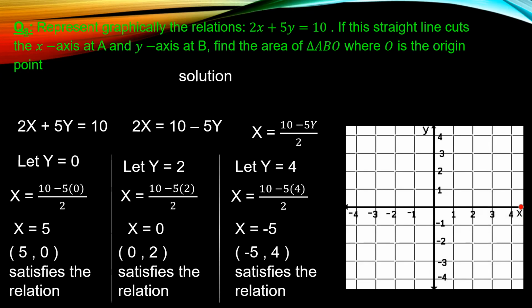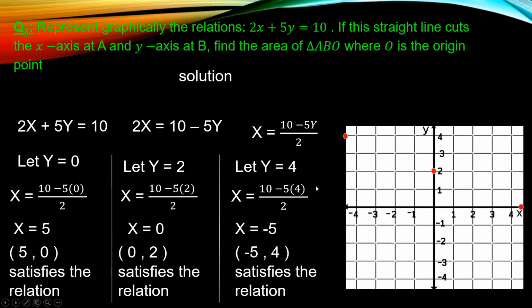Okay, the second ordered pair (0, 2). So I will go to 0 and up to the number 2 in the y-axis. The third point, (-5, 4). I will search for negative 5 in the x-axis. It's here. And up to 4.